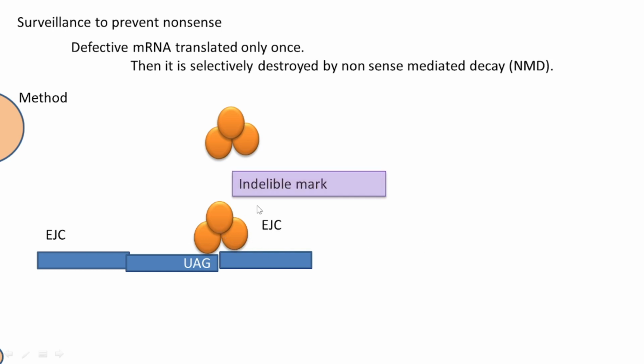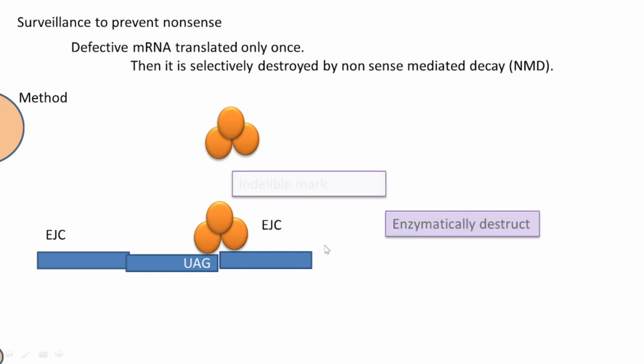So that becomes an indelible mark to point out that this is the abnormal mRNA, which the cell needs to destroy. That is an indelible mark. And on recognizing that indelible mark, that mRNA is enzymatically destroyed. That is surveillance. Because of that surveillance, the improper, defective mRNA gets translated only once in the cell. I think it is clear to you.